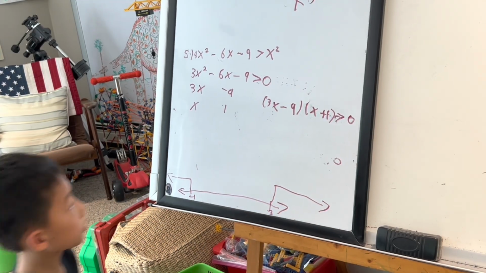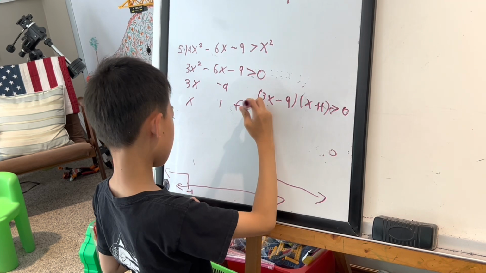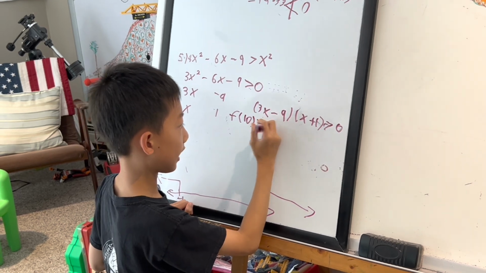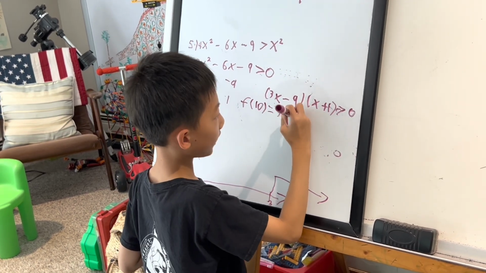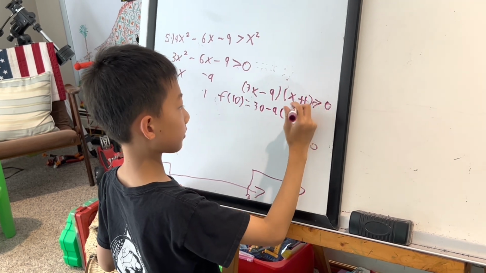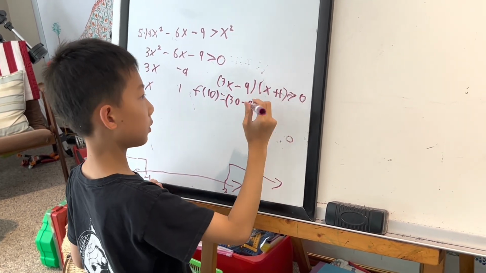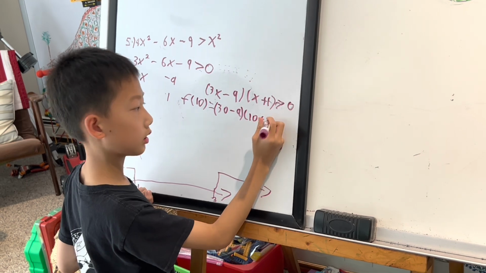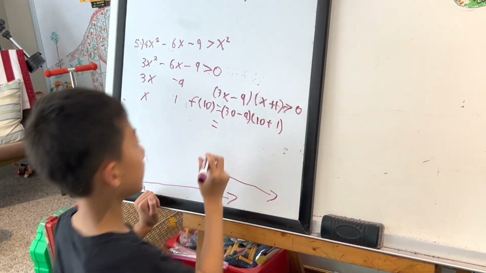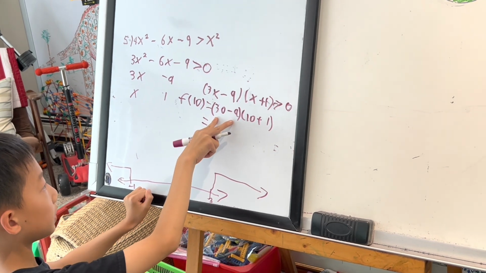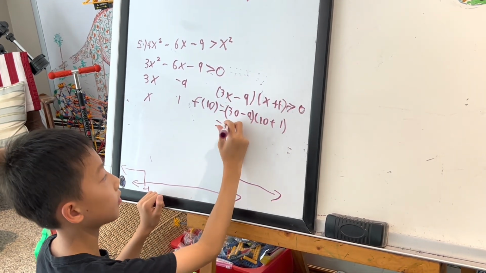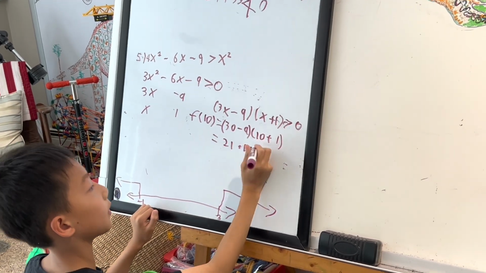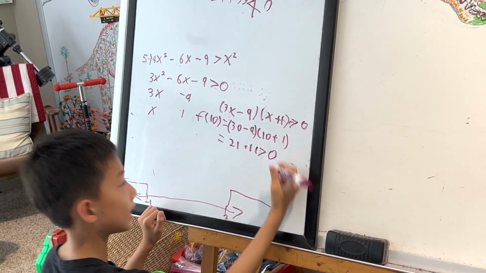So I'm going to try a different f(x). I'm going to go for 10. That equals 30 minus 9 multiplied by 10 plus 1, equals 21 times 11. And I'm not going to waste my time. I'm just going to write it's greater than 0, which works.